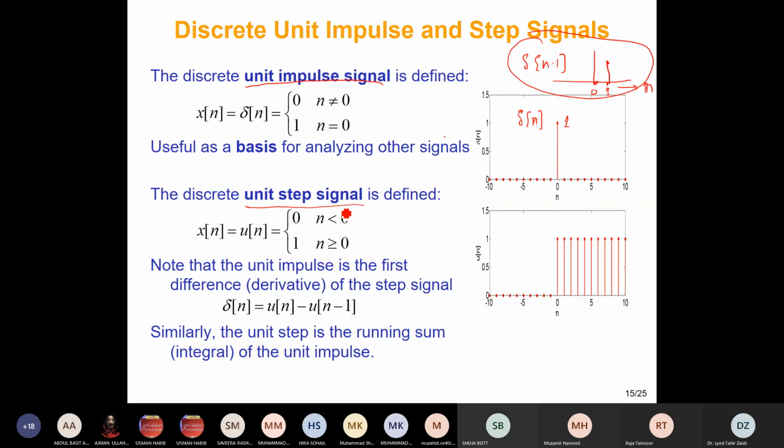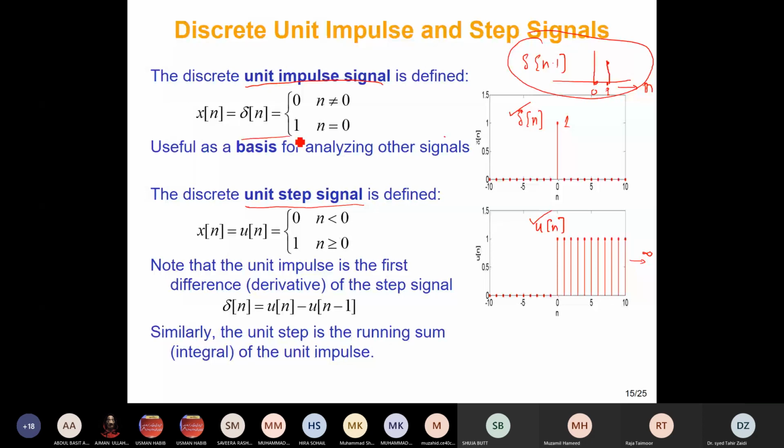The unit step signal is a signal which is zero from minus infinity all the way to n equal to zero, and at n equal to zero, it becomes one and then remains one all the way to infinity. So this is what your unit step signal is. We have a symbol for that. We call this U of n. These two signals, delta n and U of n, are very, very important, and you will see that your digital electronics, discrete electronics, computer engineering will just revolve around these basic types of signals.